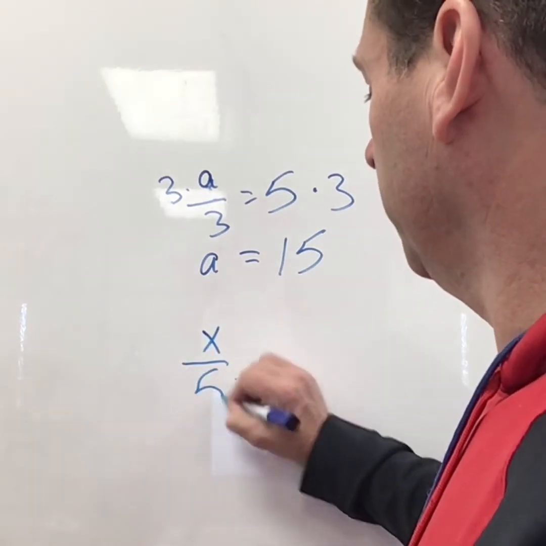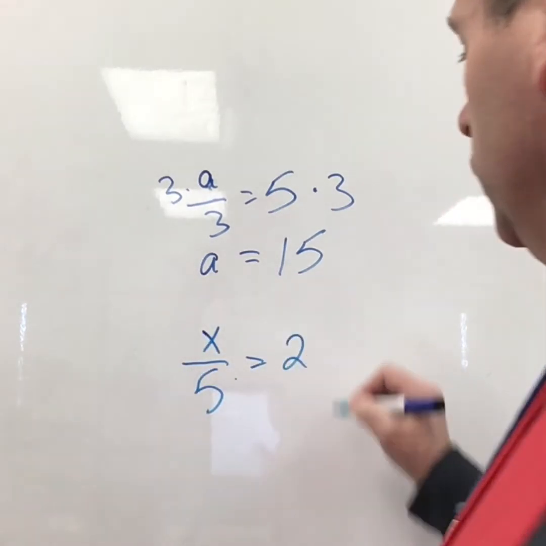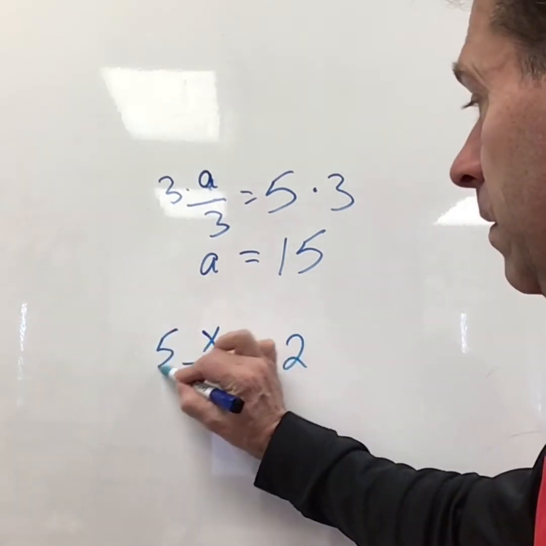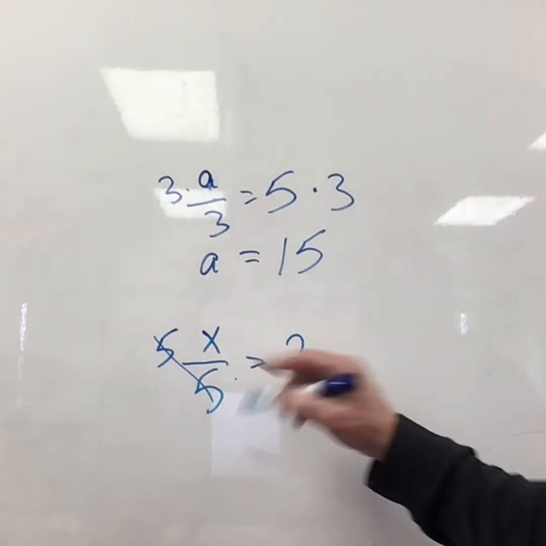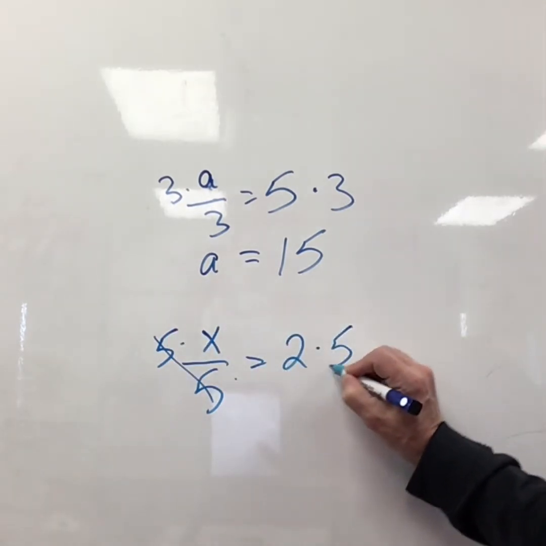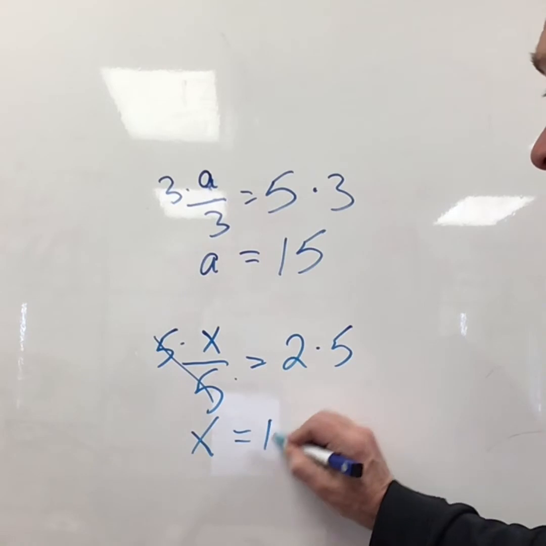So if you have x over 5 equals 2, I need to get rid of this 5. And by multiplying it by 5, multiply this side by 5, x is by itself, it equals 10.